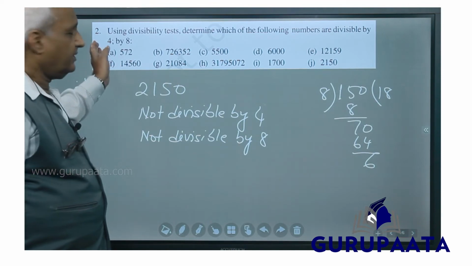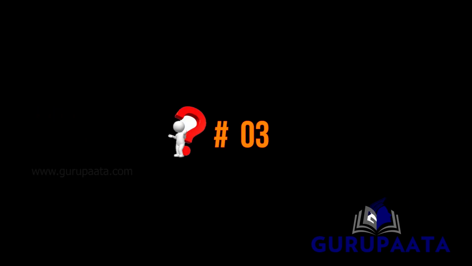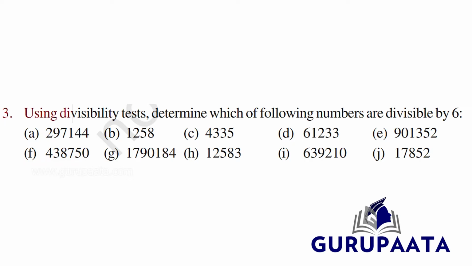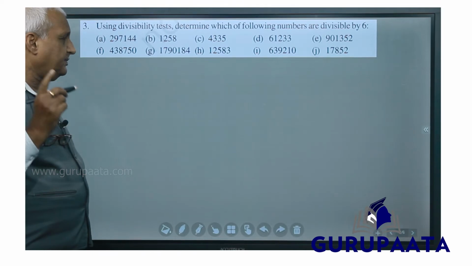So with this we have completed question number 2. We will go for question number 3. Using divisibility test, determine which of the following numbers are divisible by 6. Remember the rule I have taught, divisibility by 6. So we will take A.